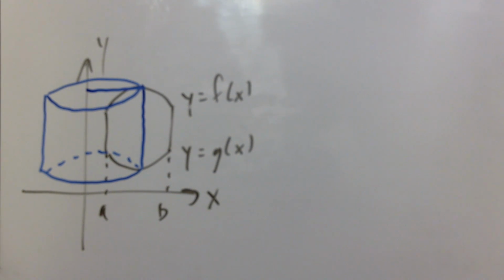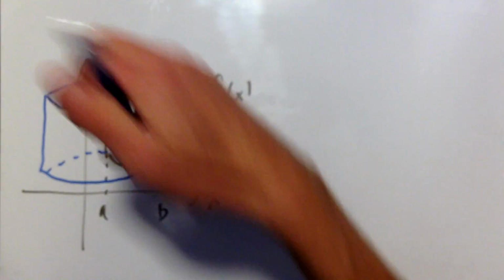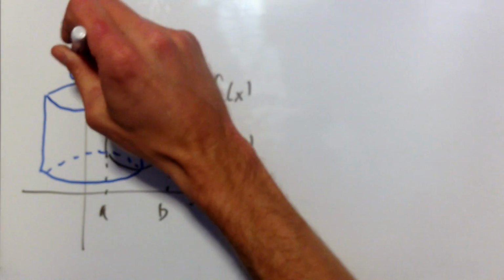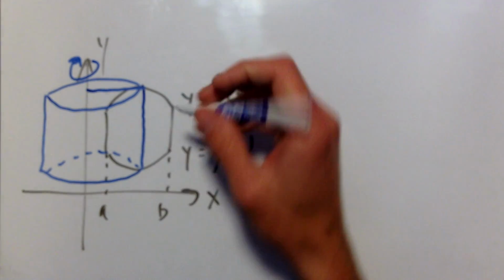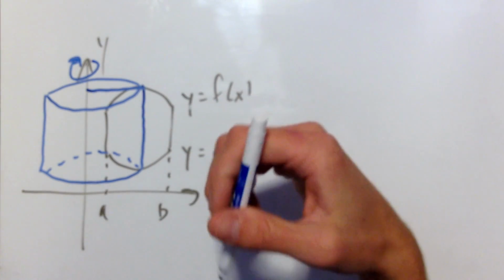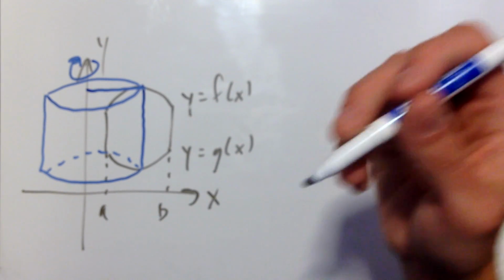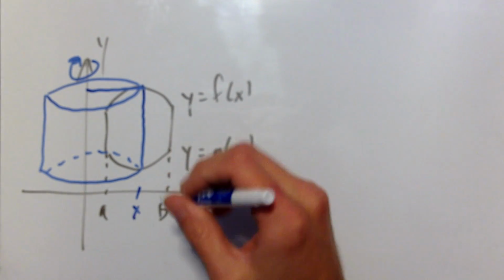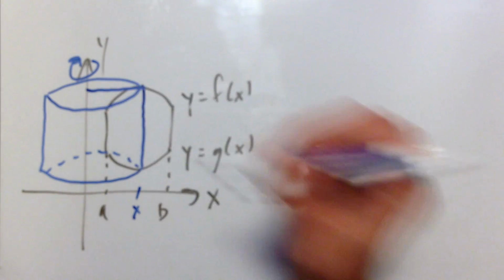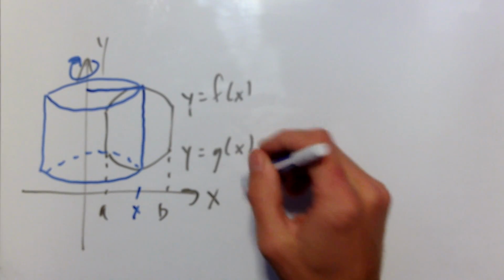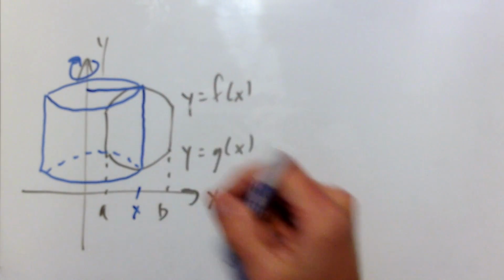So what's the deal here? Let's take what happens when we rotate this around the y-axis? Well, we're still going to get a bunch of cylindrical shells, and the question is, what is going to be the surface area? To figure out the surface area, we just have to figure out for some value x with function values f of x and g of x here and here, what is going to be the radius, what is going to be the height.